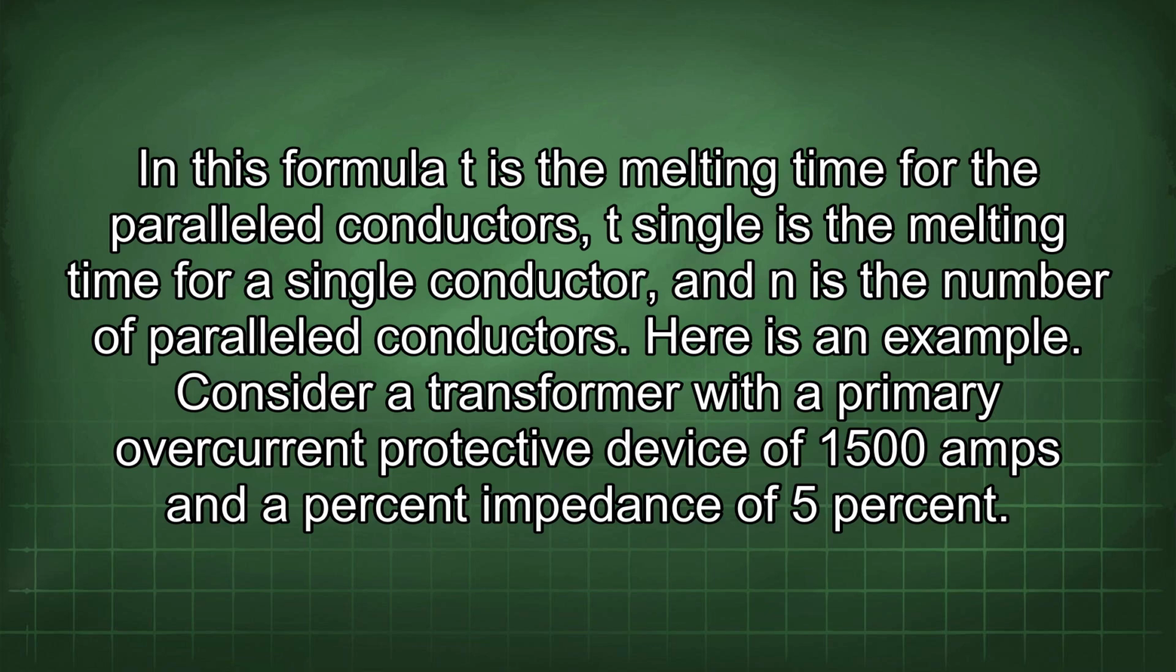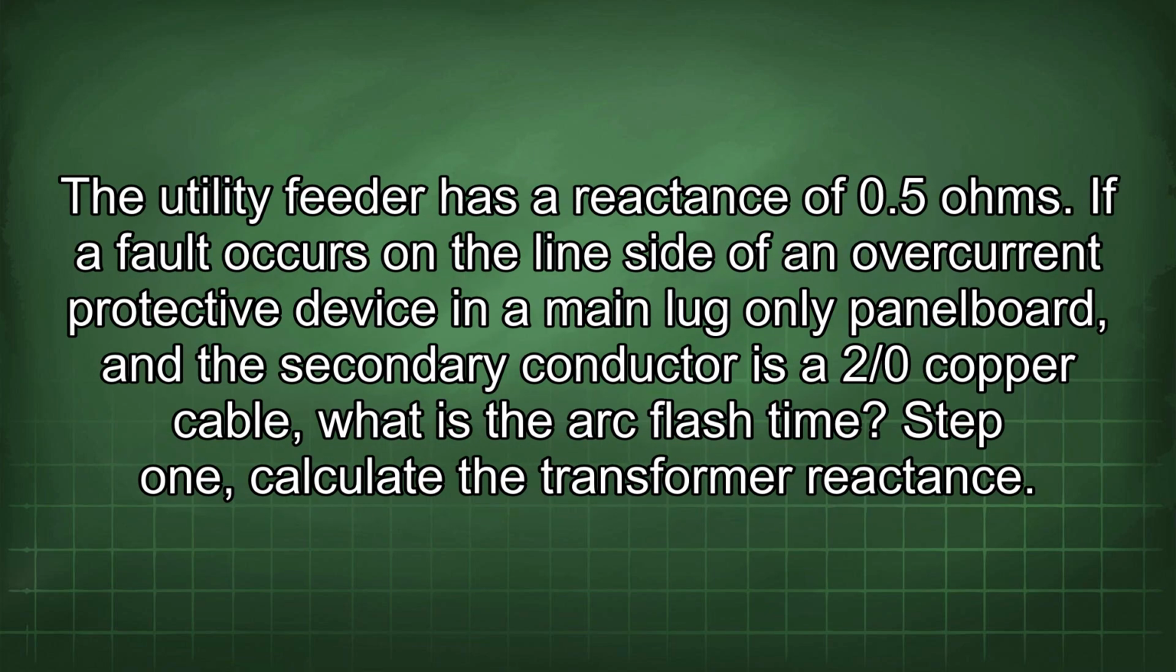Here is an example. Consider a transformer with a primary overcurrent protective device of 1500 amps and a percent impedance of 5%. The utility feeder has a reactance of 0.5 ohms. If a fault occurs on the line side of an overcurrent protective device in a main lug-only panel board, and the secondary conductor is a 2/0 copper cable, what is the arc flash time?